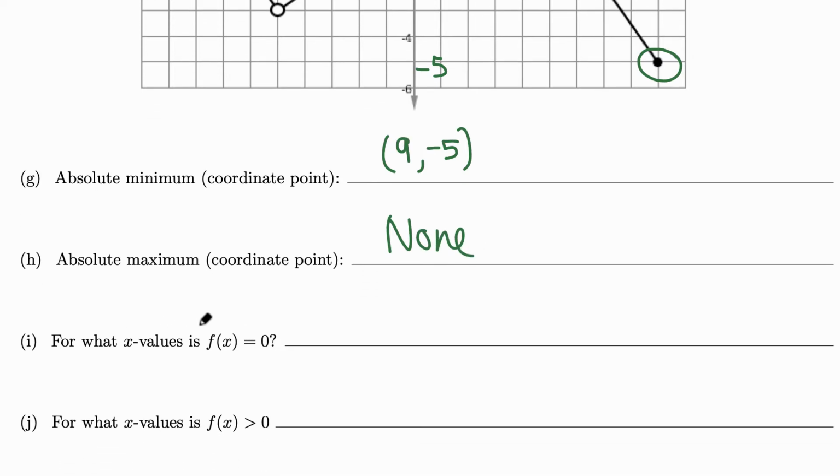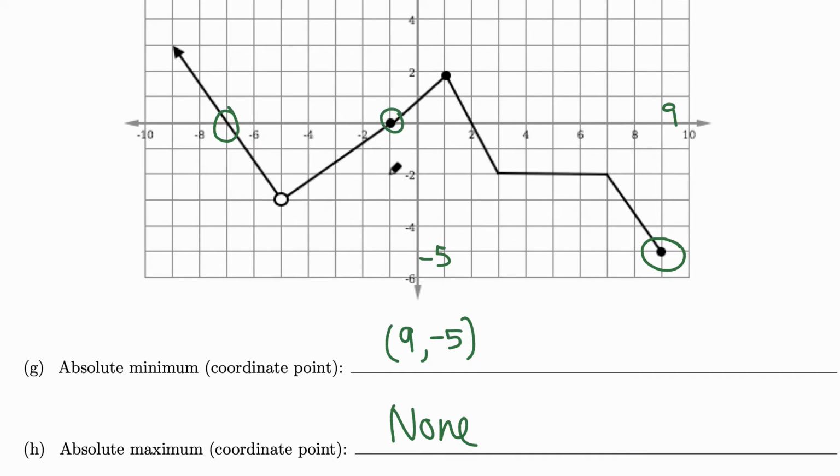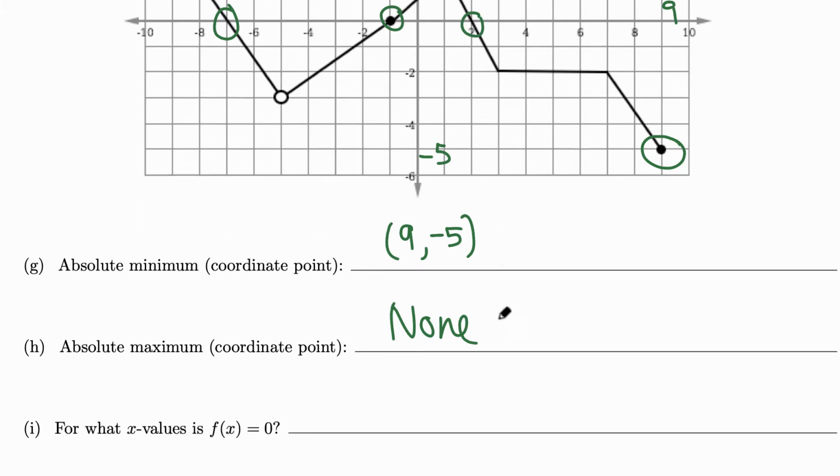For what x values the function is 0? That means where does the graph intersect x-axis? So here -7, -1, 2. So -7, -1, 2.